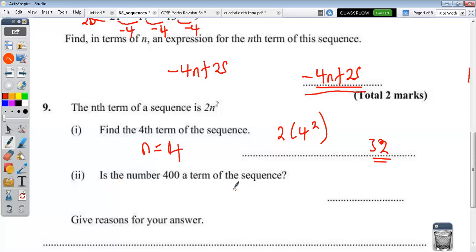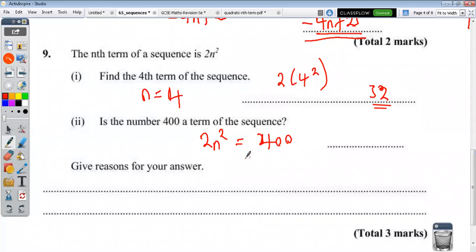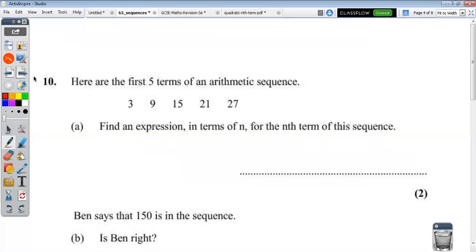Is 400 a term? Give you a reason. So we need now to use 2n squared is equal to 400 and see if we get a perfect number. So I can divide both sides by 2, so I get n squared is equal to 200. And if I do square root of 200, it's not a perfect number. So it means 400 is not a term, because n should always be a whole number. Is that clear?